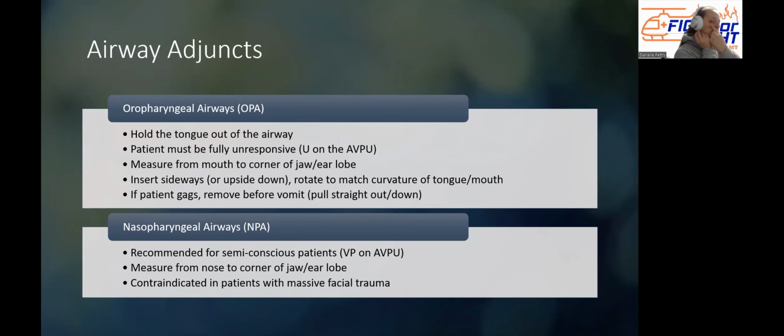As you can see, this one is way too long for me. It extends well beyond the corner of the jaw. Try a smaller one. Go from the corner of the nose. This one's still a little bit too long, but maybe just like a quarter inch too long.